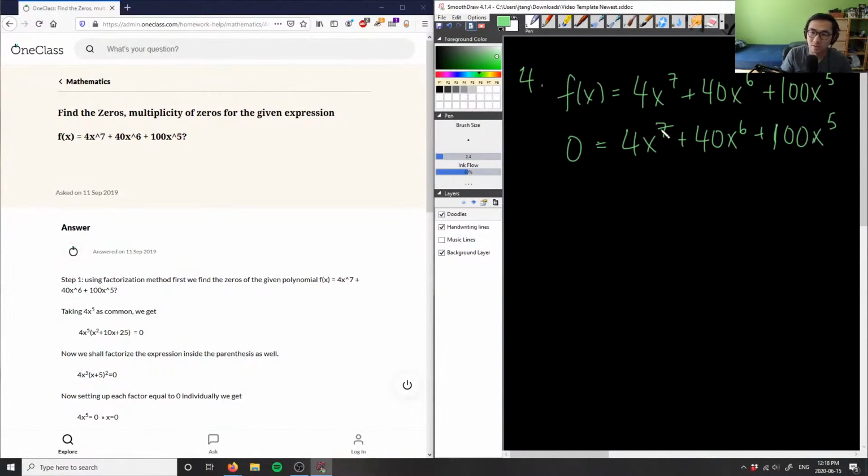Then we can look at these 3 terms. Do we have a common factor? Yes, we do. The common factor here is x, but what is the degree of the common factor? I have x to the power of 7, x to the power of 6, and x to the power of 5, which means I can take out x to the power of 5. I can also take out a number. Looking at the constants, I have 4, 40, and 100, so the greatest common factor of all 3 terms is 4, because 4 divides into all of them. So I have 4x to the power of 5. I can common factor that entire term.